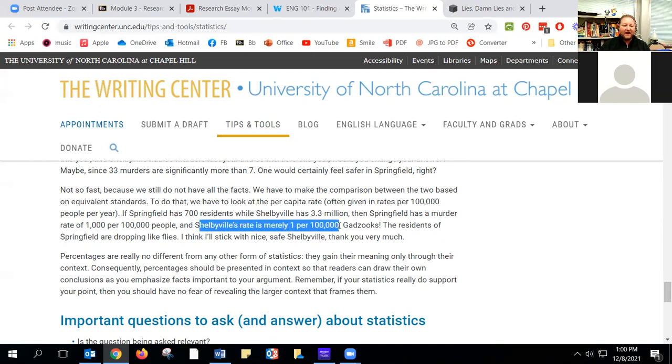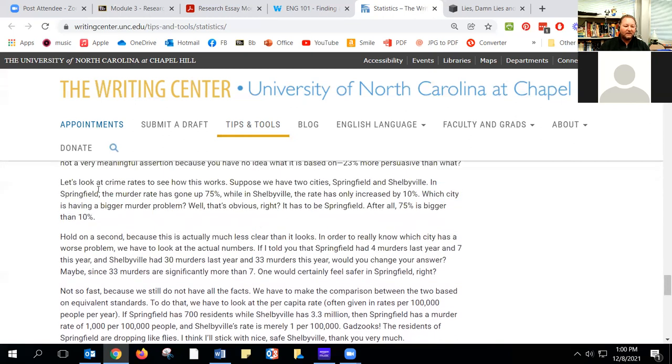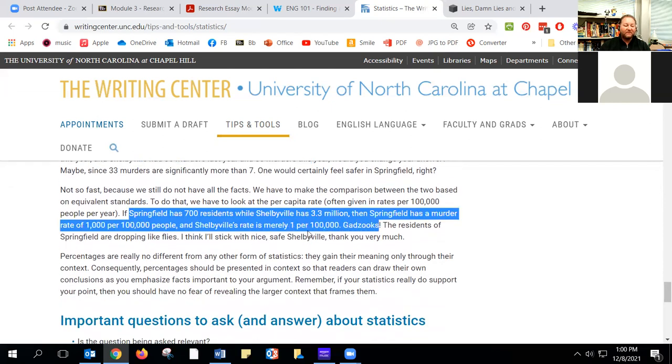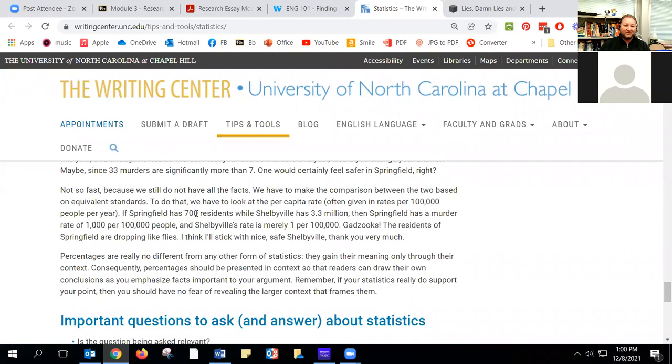And it's all depending on how much of the data is given to you, right? So we've gone from thinking that Springfield is a terrible place to thinking that, oh no, Shelbyville is the terrible place. To then when you have the full data, you're like, oh, no. Shelbyville is great, right? They had a lot of murders because there's 3.3 million people that live there, right? Springfield only had 700 people, but a lot of them are getting murdered percentage-wise, like per capita. So having full access to the data that created the percentage is really important.